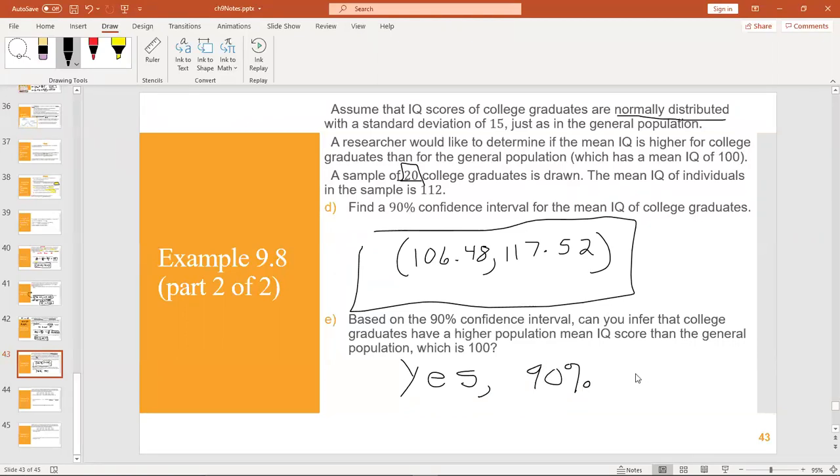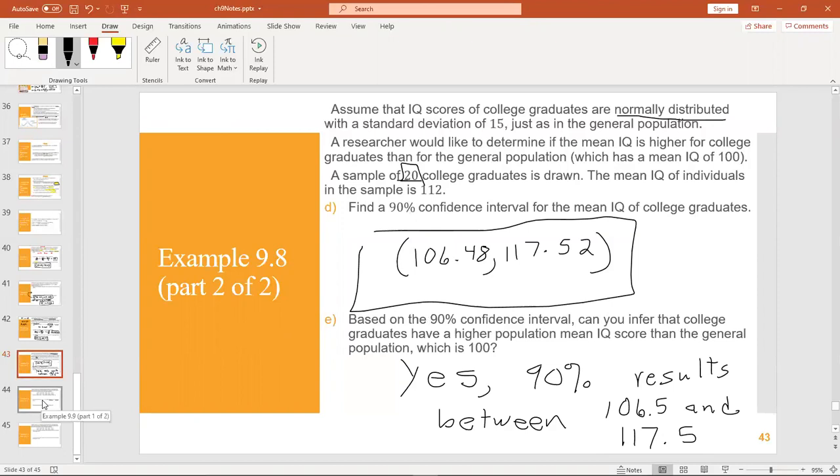90% of results are between 106.5 and 117.5. So yes, that is a valid conclusion to make from those statistics.